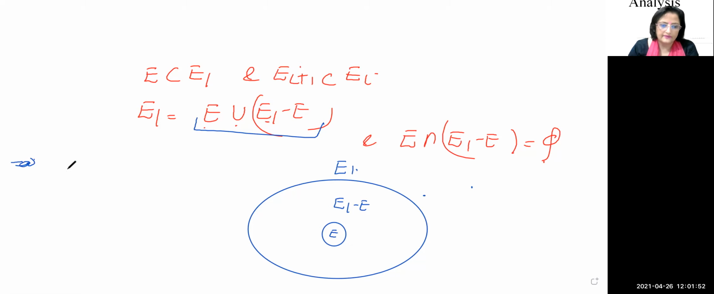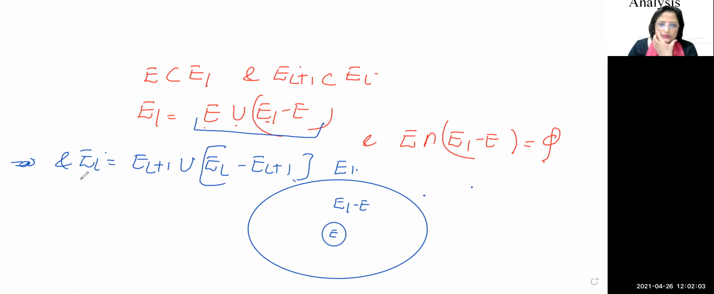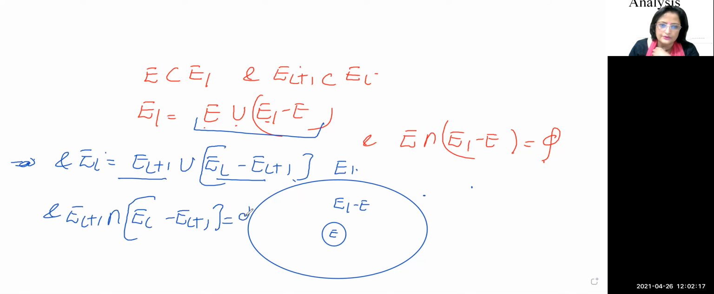and similarly, Ei is equal to Ei plus 1 union Ei minus Ei plus 1. Same for the case of E1, we have generated the same for Ei as well. Okay, the figure will make the same thing clear to you. And Ei plus 1 intersection Ei minus Ei plus 1 is equal to empty set.